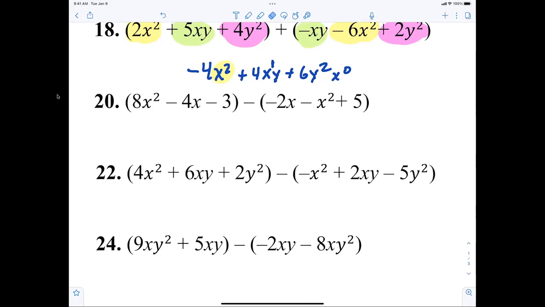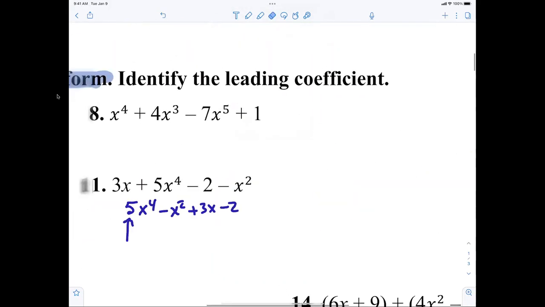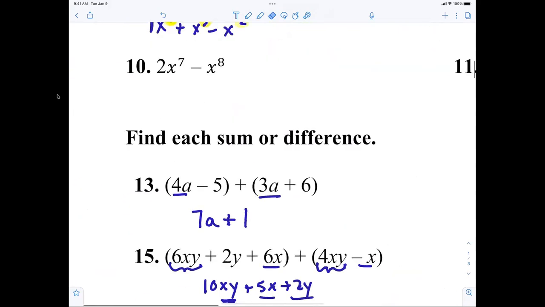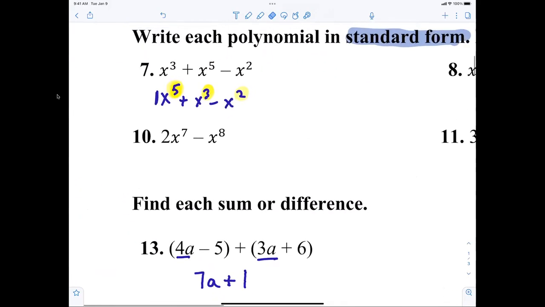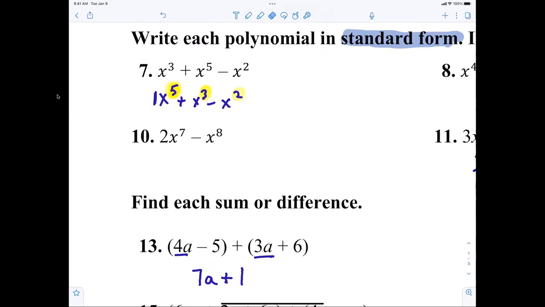Try this number 10. Let's check number 10. What do you want for number 10? Would it be 2x and then subtract the exponents? I have no idea what you're asking. This is the same as negative x to the 8th plus 2x to the 7th.